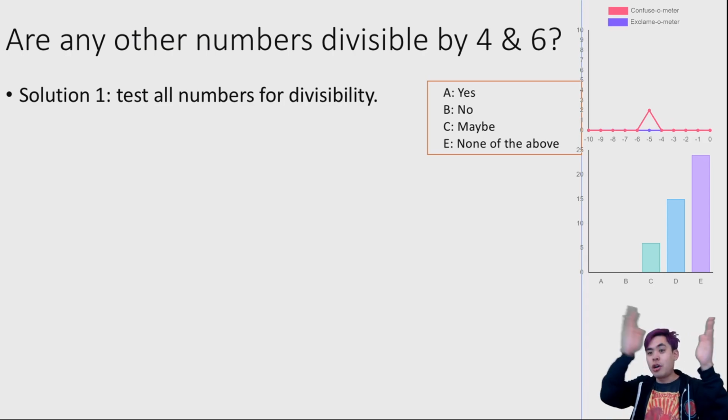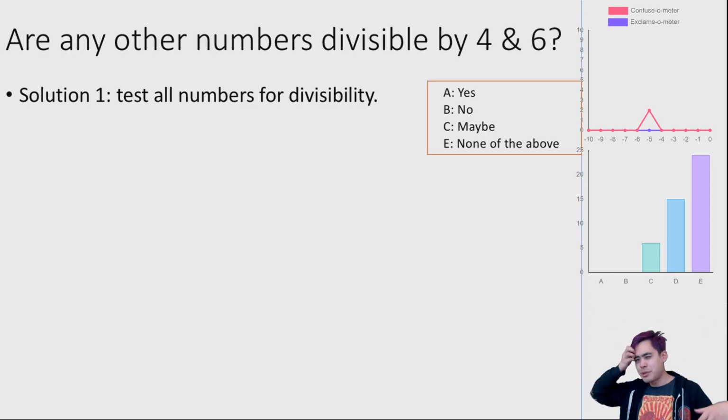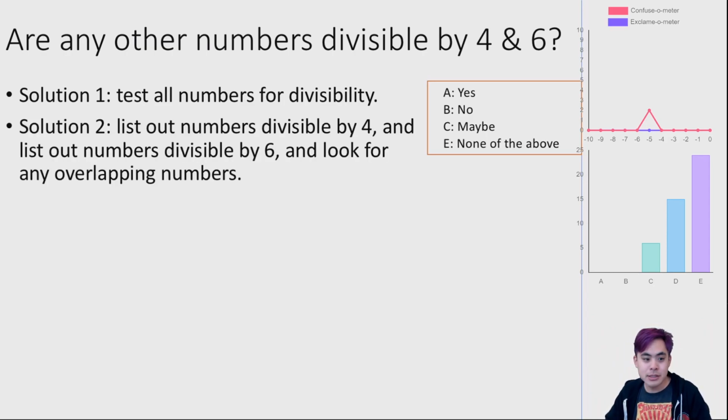One is you could list out all the numbers again and divide by both 4 and 6, but that would take a long time. Another way you can do this is you can list out numbers divisible by 4, list out numbers divisible by 6, and look for any overlapping numbers.